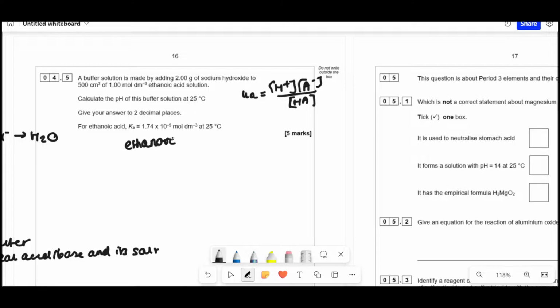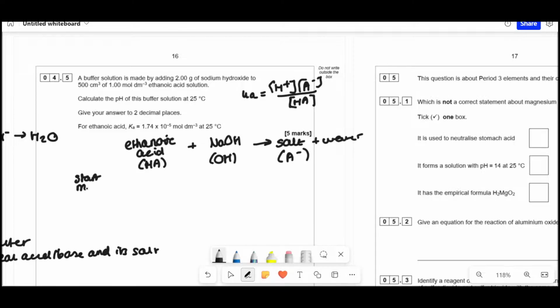So ethanoic acid plus your NaOH gives you, well, acid plus a base makes a salt plus water. And what I do is I label this as well. So that acid is going to be HA. Remember, NaOH is just OH. That's a base. The salt is what's going to be your A minus eventually. The water we don't care about. And then what I do is I do the start moles. I do the end moles. And remember, this formula wants concentration, so we need to do the end concentrations as well.